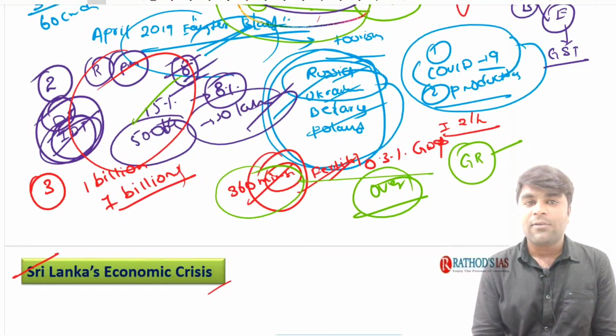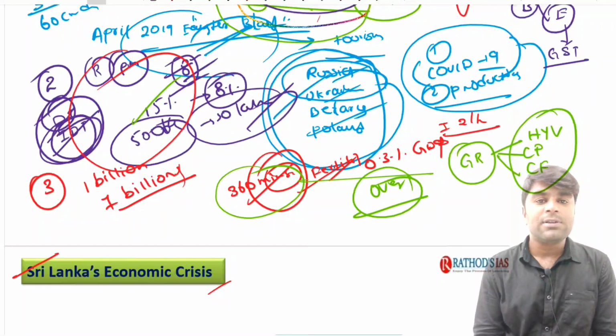When we studied the Green Revolution, we studied its inputs. What are they? For example, high yielding variety seeds, chemical pesticides, and chemical fertilizers. All these are the important components of the Green Revolution.